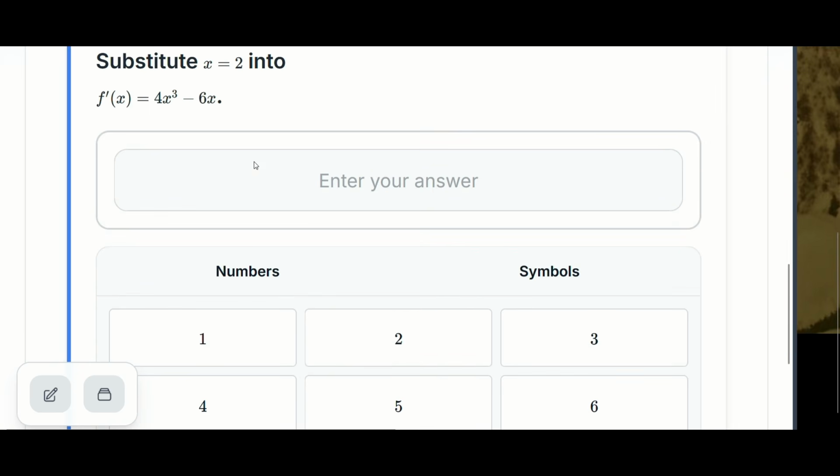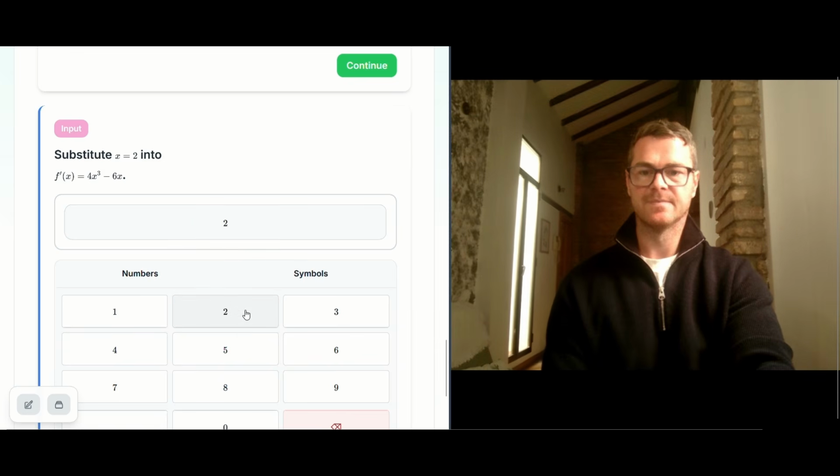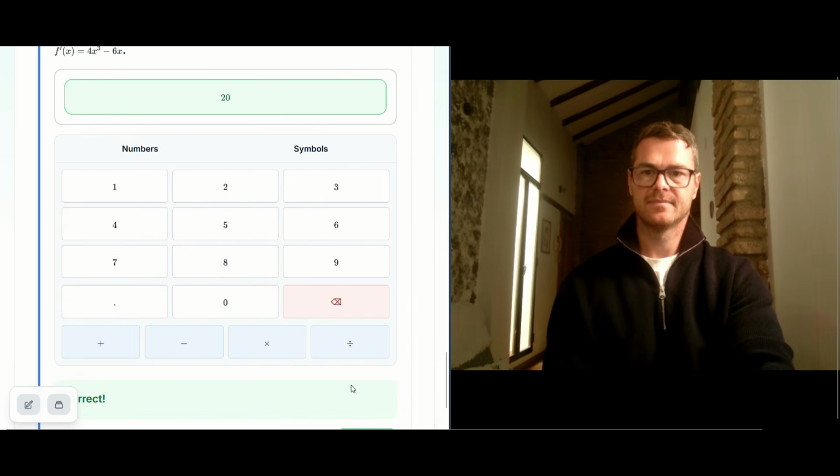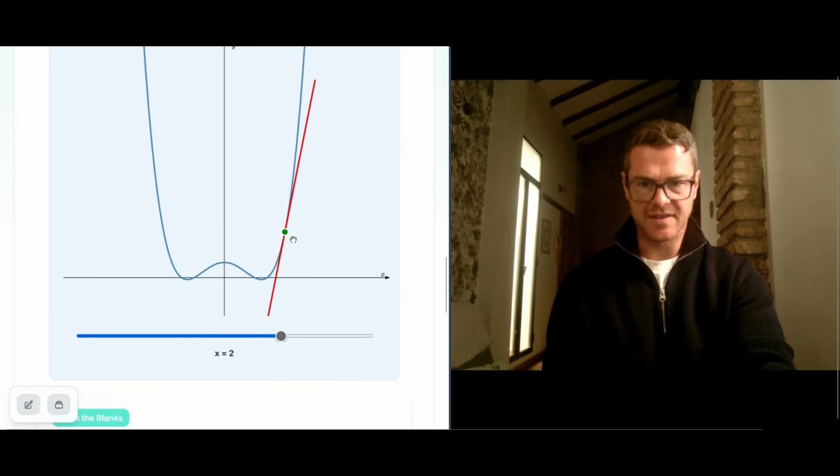Now I'm going to substitute in, so this is what my derivative looks like. If I put 2 into this, 2 cubed is 8, times 4 is 32, minus, and then 6 times 2 is 12, so 32 minus 12 is going to be 20. Perfect. And just to go back, again, we're describing the slope of that line. The slope is 20.